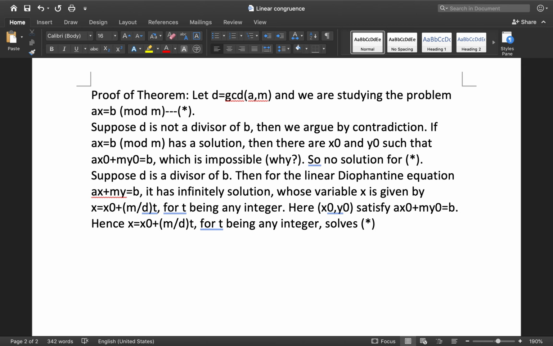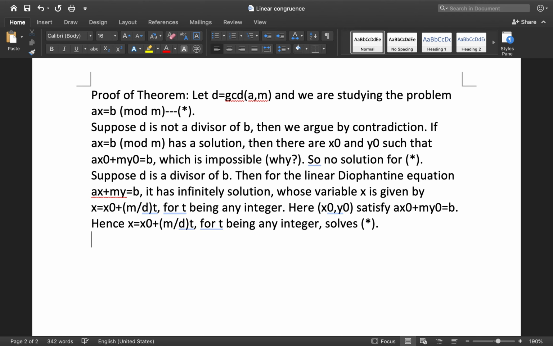Okay, now, because not k, t. I'm using t here. T is any integer, right? So you can pick some particular choices for t, and then you get some solutions.